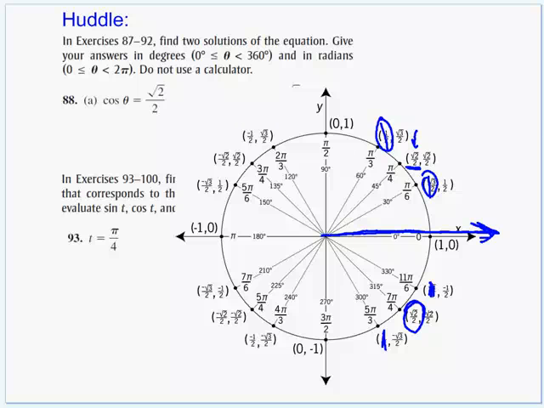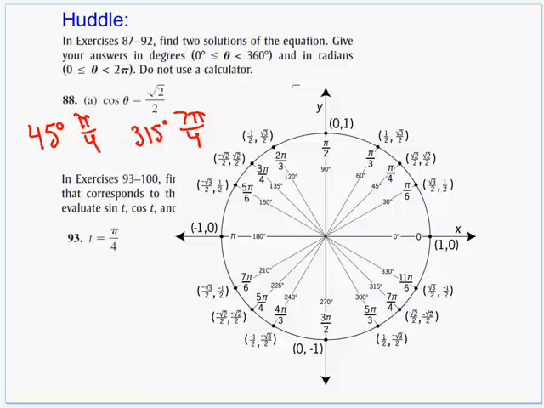And they want the answer in degrees and radians. Well, right here, this square root of 2 over 2 happened at 45 degrees, or pi over 4 radians. And down here in the fourth quadrant, we had the same values come out at 315 degrees and 7/4 pi radians. So there's the answer to part A.